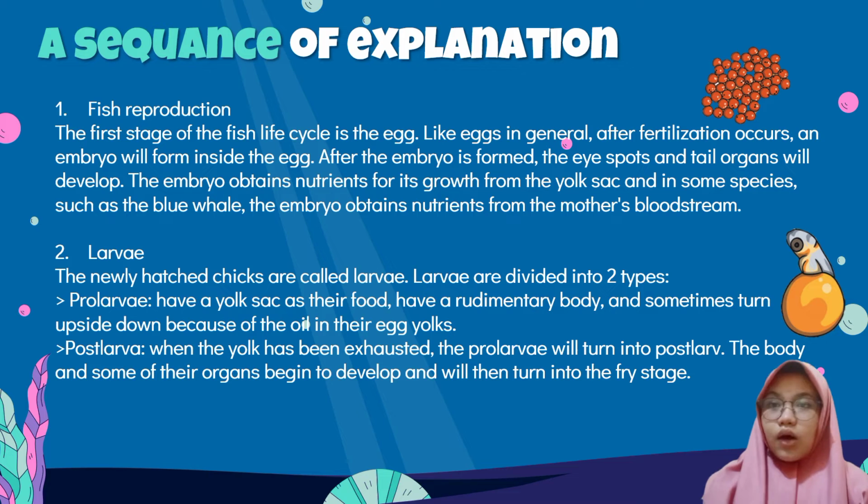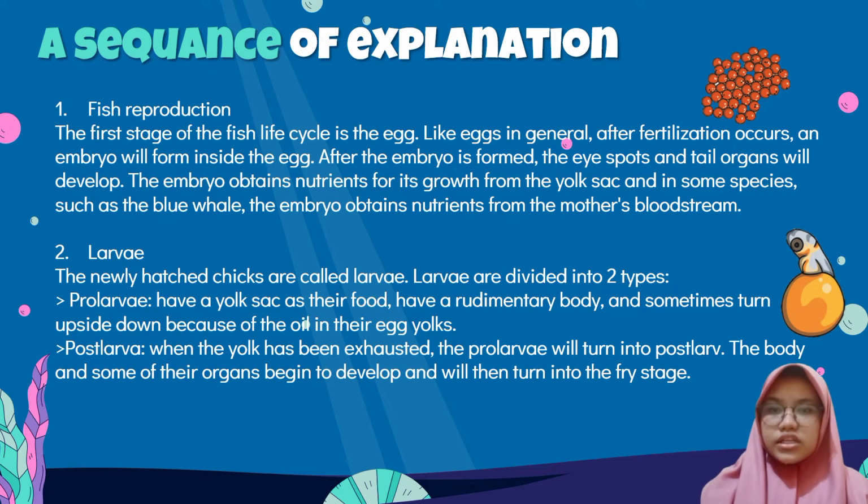A sequence of sentences: fish reproduction. The first stage of the fish life cycle is the egg. Like eggs in general, after fertilization occurs, an embryo will form inside the egg. After the embryo is formed, the eye spots and tail organs will develop. The embryo obtains nutrients for its growth from the yolk sac in some species, while in others, such as the blue whale, the embryo obtains nutrients from the mother's bloodstream.